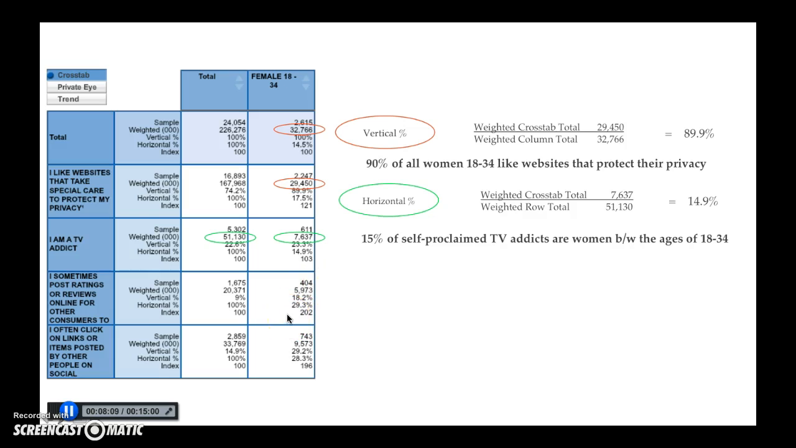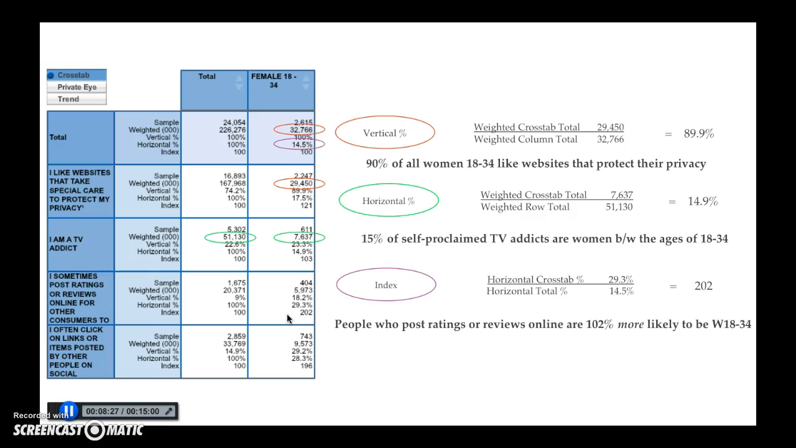Finally, we're going to look at the index number. I'm trying to drive advocacy of Netflix, and I want to target people who are most likely to write a review. Since an index represents your proximity to the average, if a target population is considerably above the average, I can assume they are much more likely to engage in that behavior. In this example, 29.3% of all people who like to write reviews are women between the ages of 18 to 34. That seems like a decent number, but how do I know if that makes them more or less likely than average? Well, I can compare it to what percent of the total population do women 18 to 34 represent.